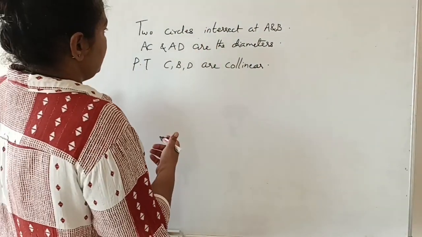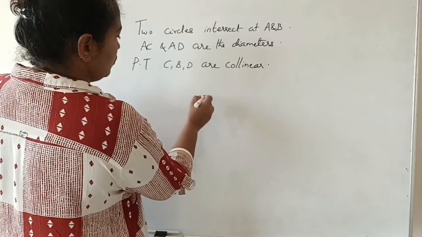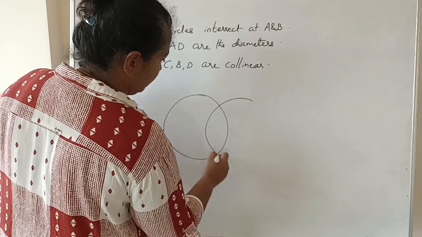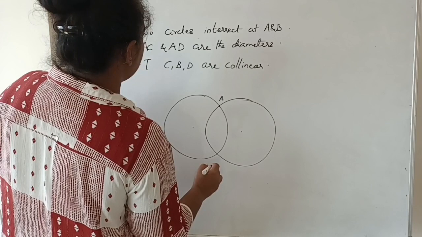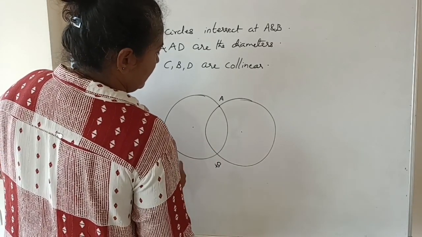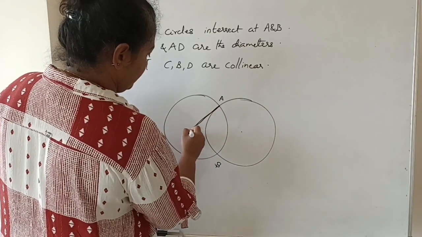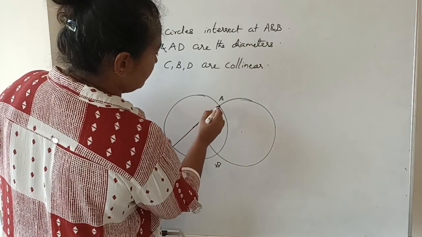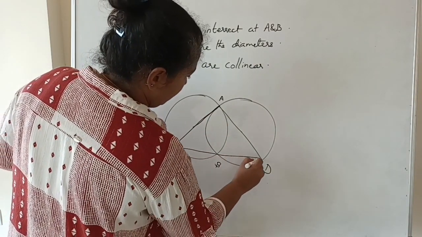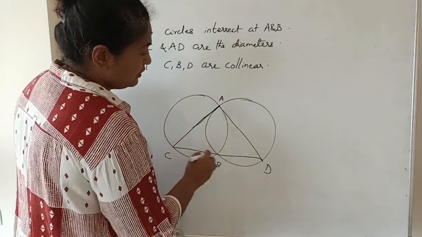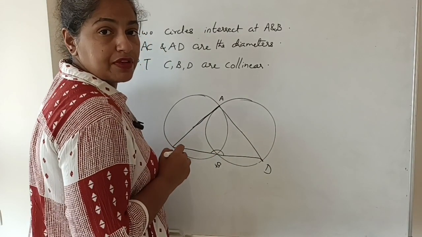Two circles intersect at A and B. AC and AD are the diameters. Prove that C, B, D are collinear. So you have two circles having centers over here. This is intersecting at A and this is intersecting at B. Now, AC and AD. Collinear points lie on the same line. So if C, B and D have to lie on the same line, this angle has to be 180 degrees, correct?